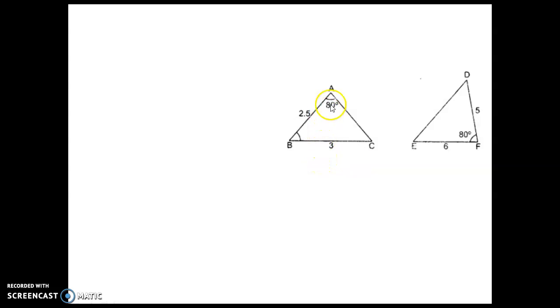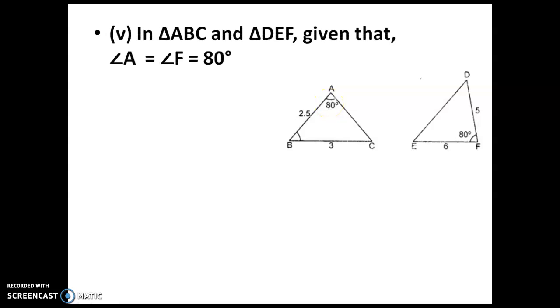But here the angle given is 80 degrees, and the two given sides are here. Whereas in the second triangle, angle F is 80 degrees, and the two adjacent sides are given. Here, the two adjacent sides of this angle are not given. So angle A equals angle F equals 80 degrees.